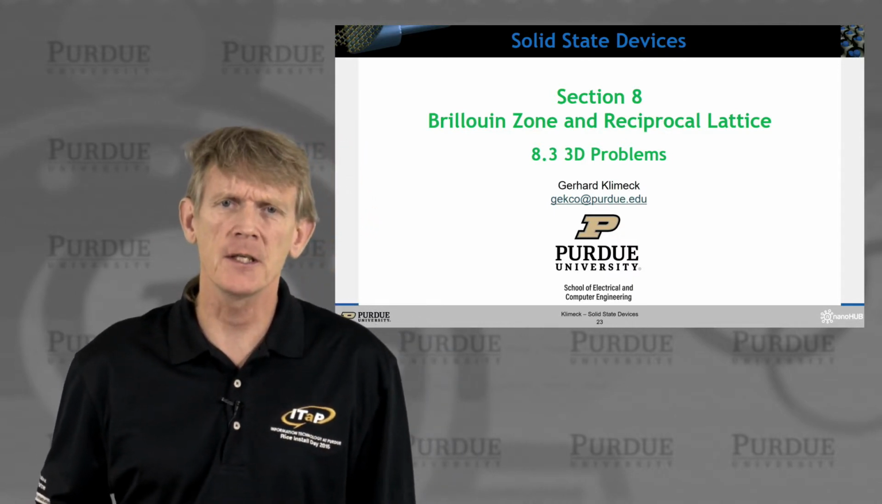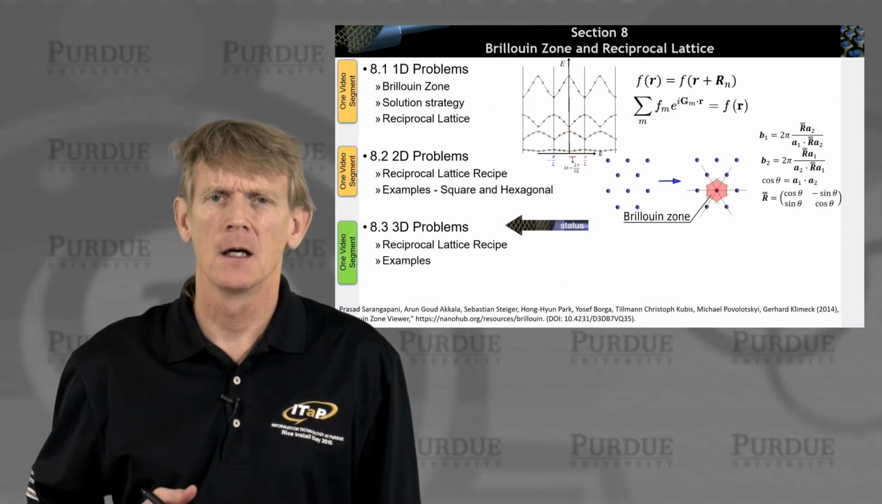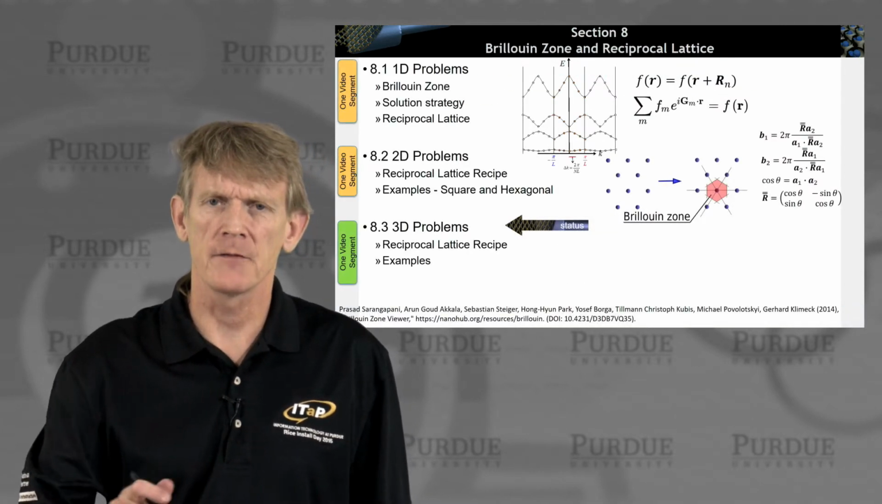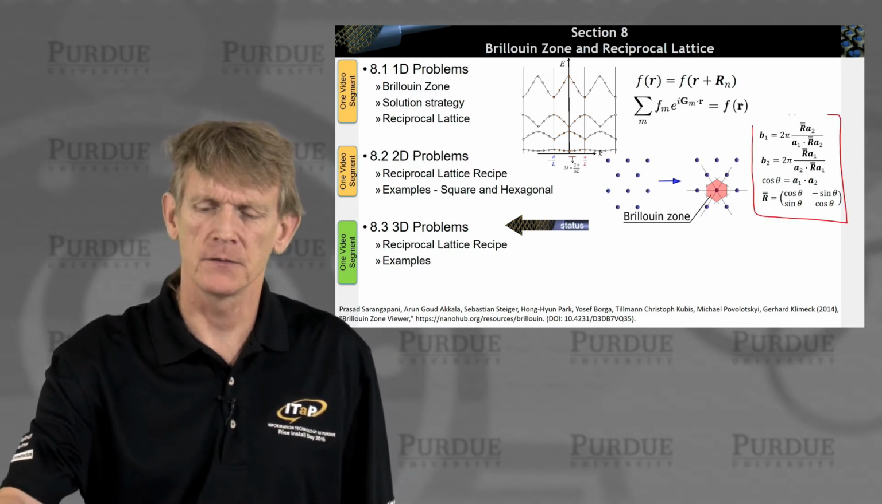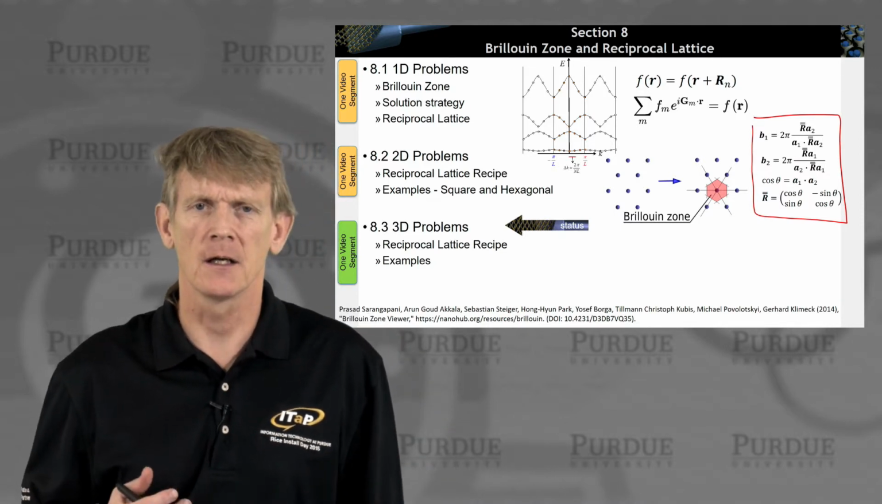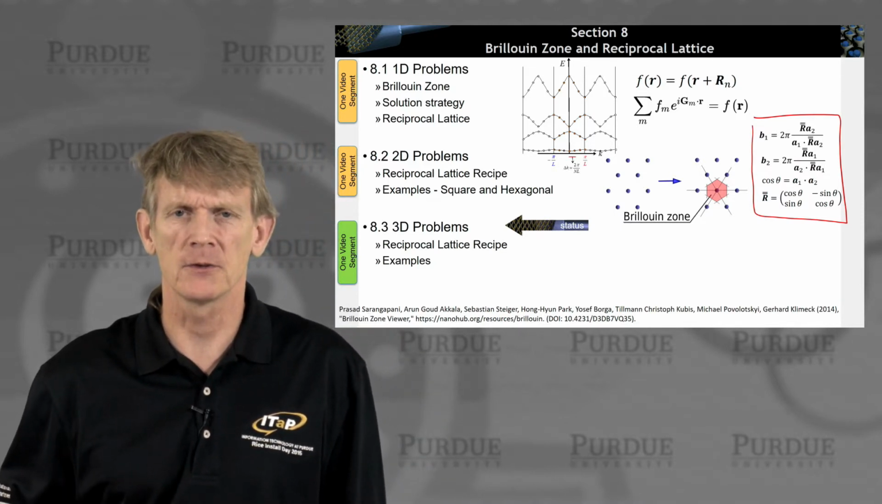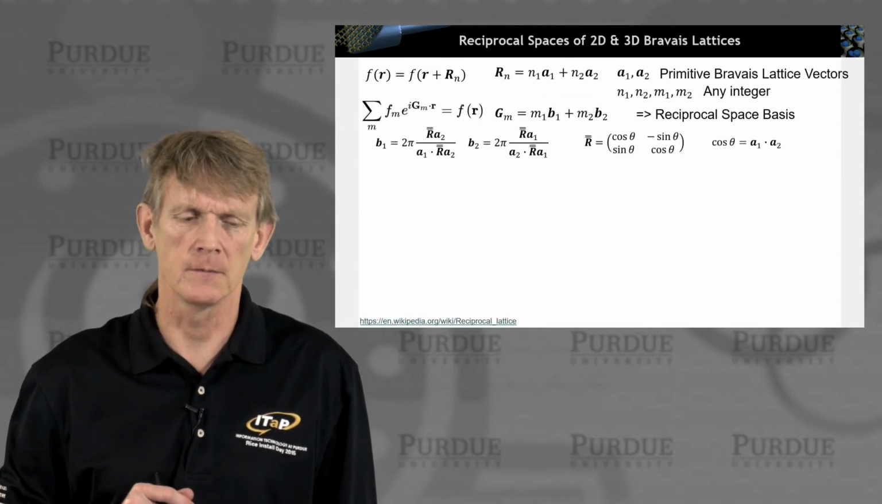Now we're looking at 3D systems of a Brillouin zone and reciprocal lattices. I gave you in the previous section a prescription on how to solve for the reciprocal lattice vectors in a two-dimensional system, and now I'm just going to give you the recipe for a three-dimensional system, and then we'll explore a little bit more.